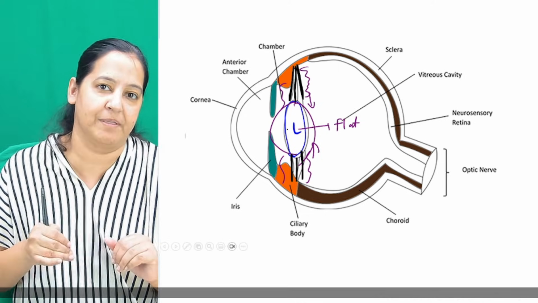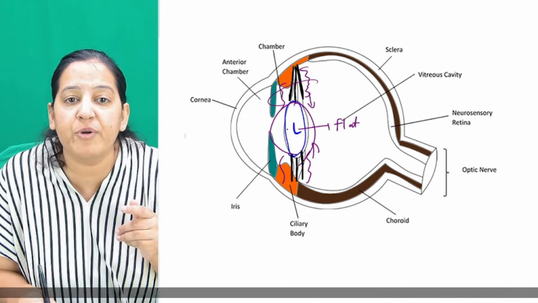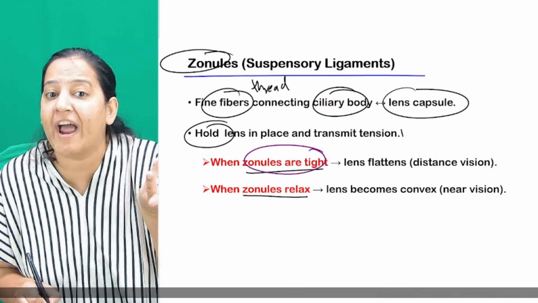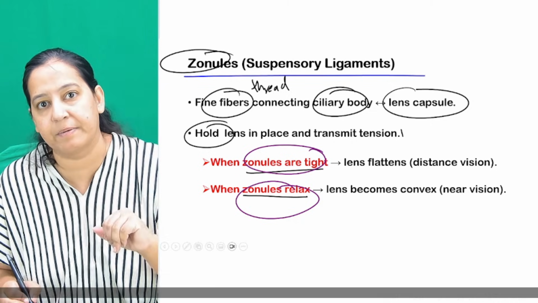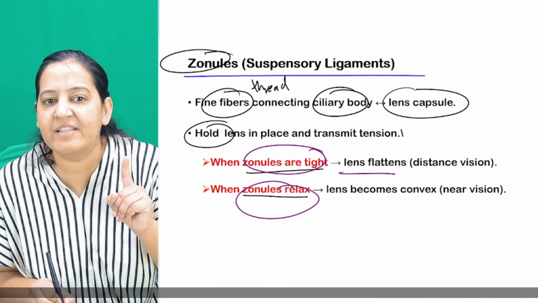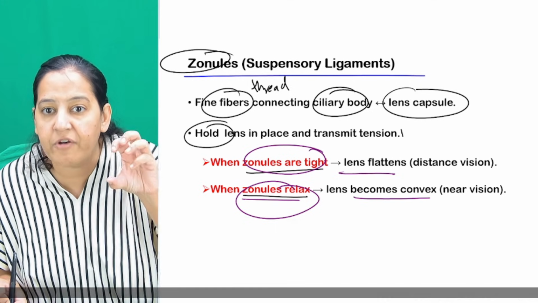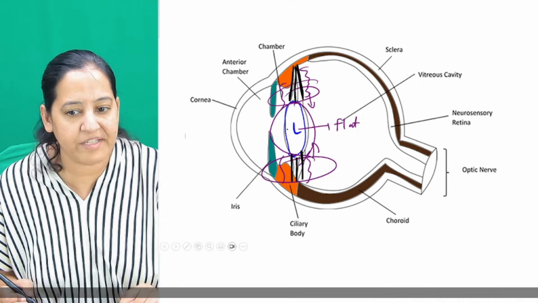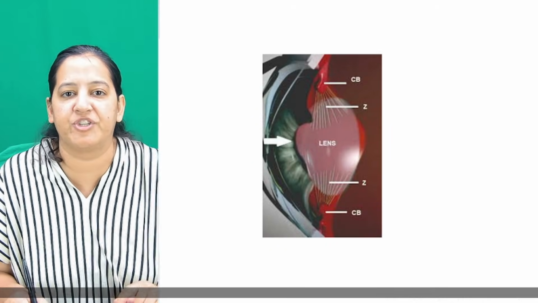That's accommodation, people. If you want to understand accommodation, you have to understand these zonules. You have to understand these two lines. When zonules contract, what happens? When zonules relax, what happens? When zonules are contracting, the lens flattens. And when zonules relax, the lens becomes convex, more thick, the opposite of flattening. Are you understanding what I am saying?